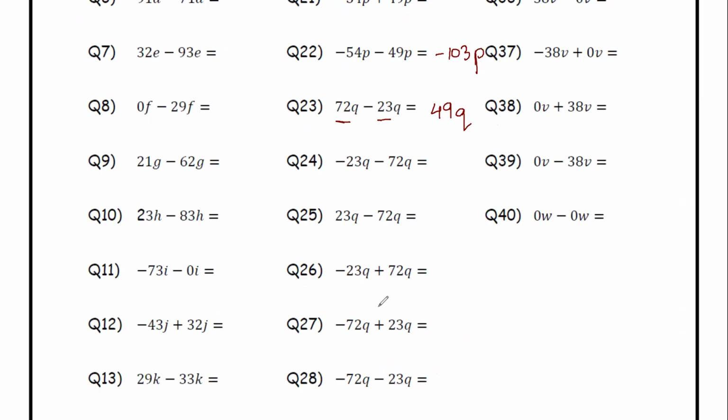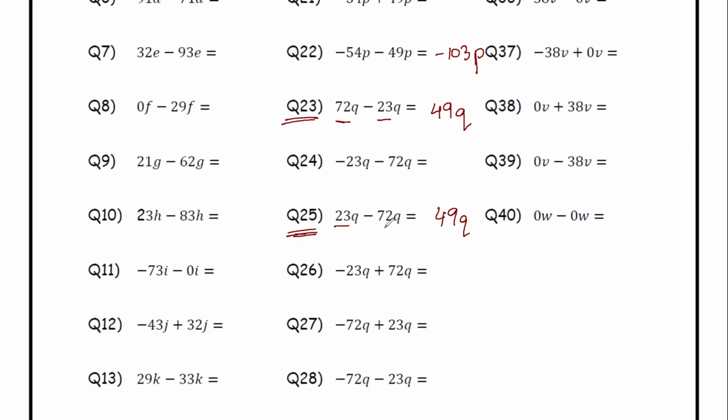Now, whether the 49q will be positive or negative depends on the sign of the bigger absolute value. So in question 23, the bigger absolute value is 72 and the sign next to it is positive. Therefore, the outcome will remain positive. Compared to 23, if you look at 25, again, the difference is going to be 49q.